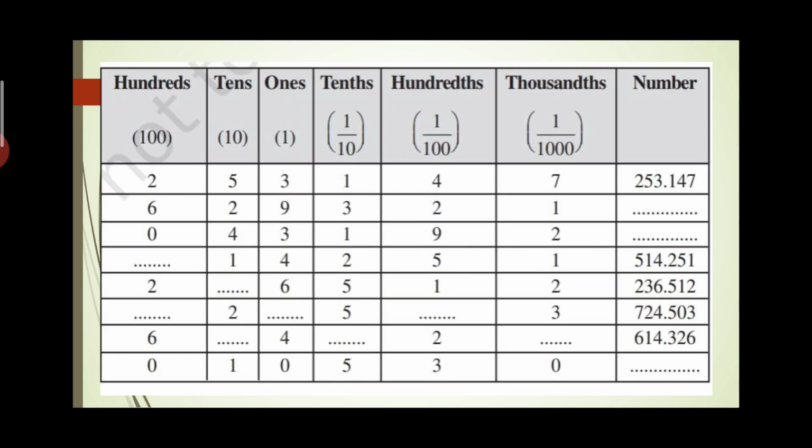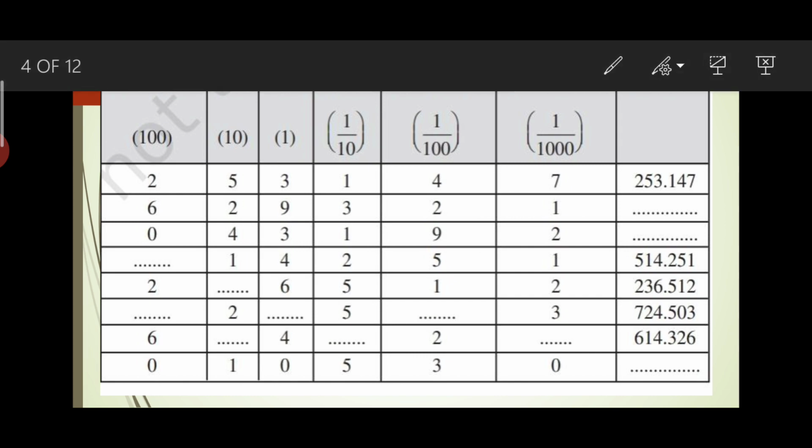Okay, now from this table you can see how to represent any number in the form of a decimal number. First of all, if a number is given, 253.147, how will you write this number? How will you understand this number? The 3 in this number, its place value is ones, and the place value of 5 is tens, and the place value of 2 is hundreds.